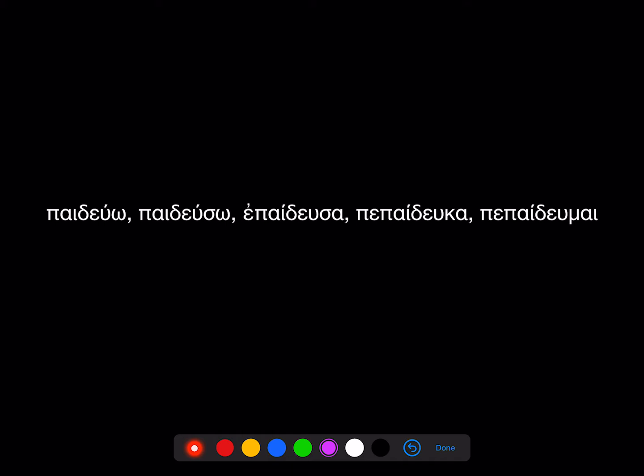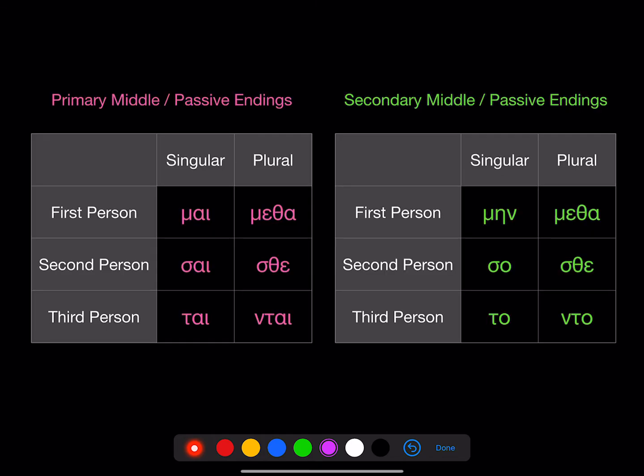So here are the first five principal parts of paideo. Paideo, I teach. Paideoso, I shall teach. Epaideosa, I taught. Pepaideoka, I have taught. And now pepaideomai, I have taught for my own sake, middle, or I have been taught, passive. And here is the stem that we're going to be using.